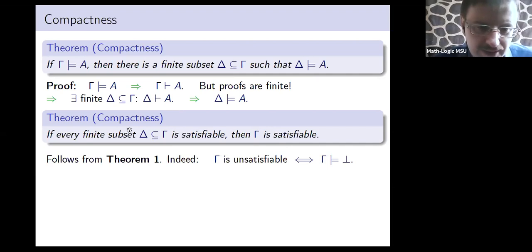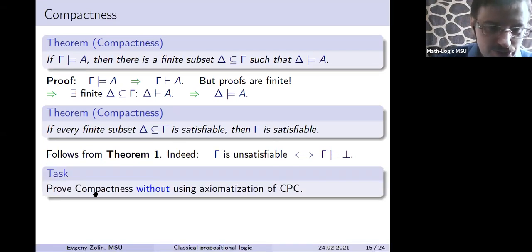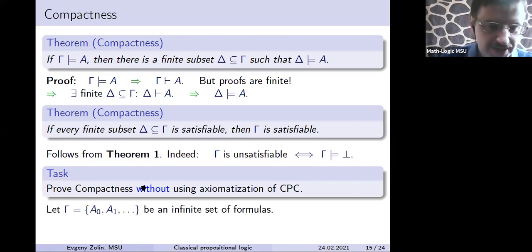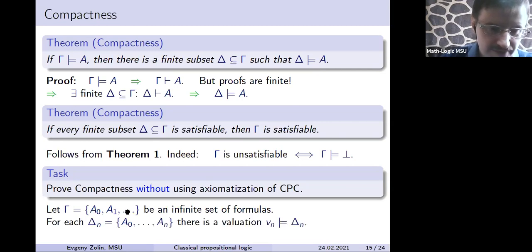Okay. But if we did not know the completeness theorem, it is not quite clear how to prove this result, compactness. So the task is to try to prove this compactness, for example, the second one, without using the axiomatization. So we start with an infinite set of formulas, and we know that every finite subset is satisfiable. For example, every subset of this form, A0, n, the first n plus 1 formulas, each of them is satisfiable.